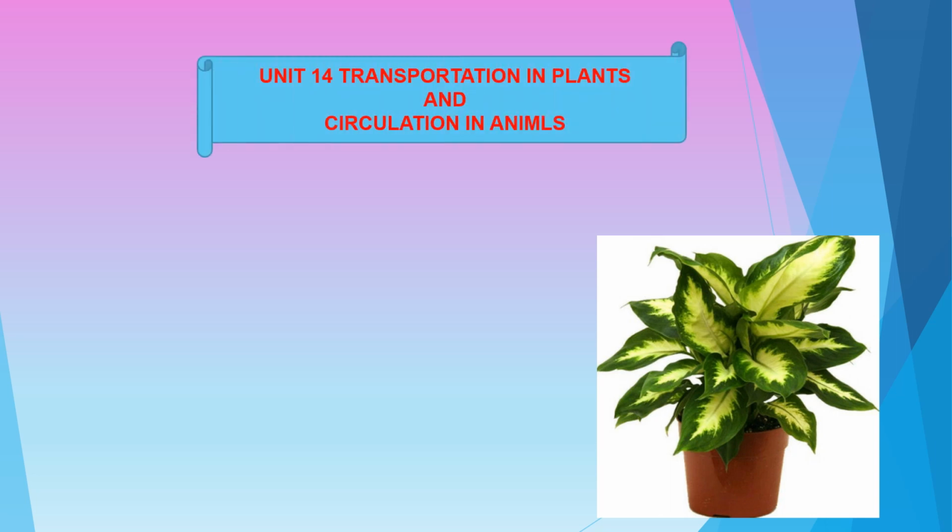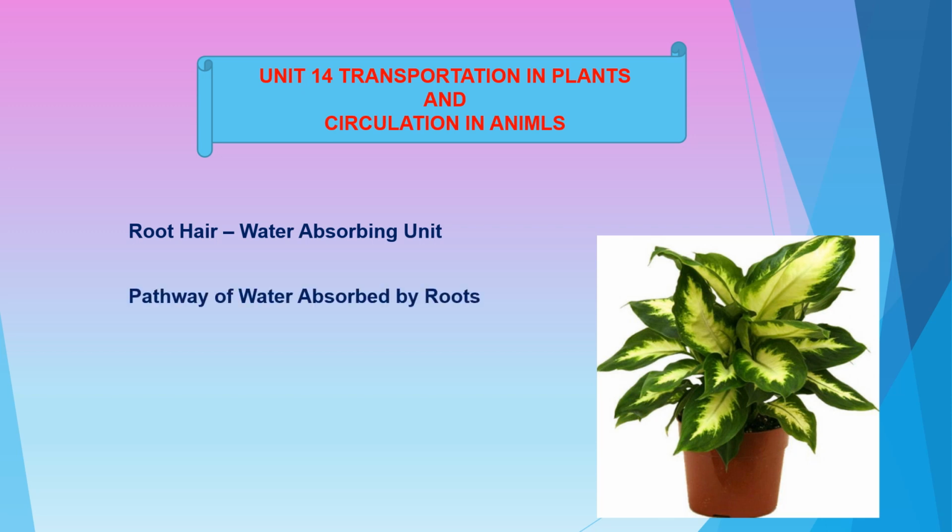Unit 14, Transportation in Plants and Circulation in Animals. Last video we saw means of transport in plants in the same topic, same unit. Today we are going to see some other topics. The following topics: root hair water absorbing unit, then pathway of water absorbed by the root, the types of movement of water into the root cells, transpiration. These topics we will see in detail one by one.